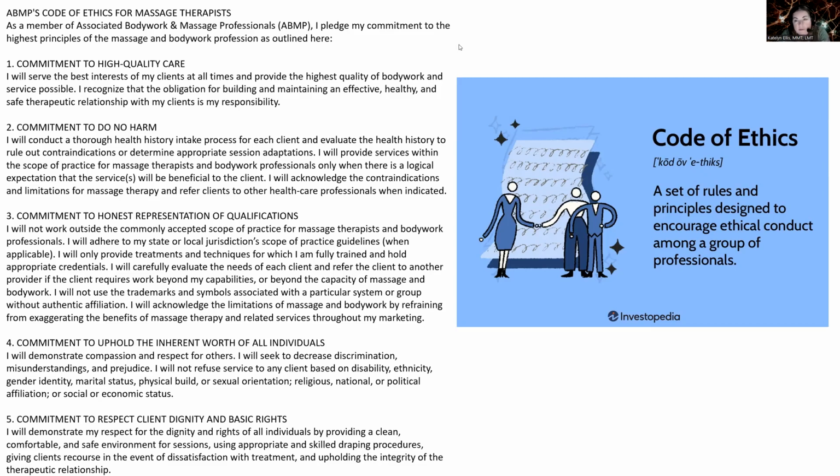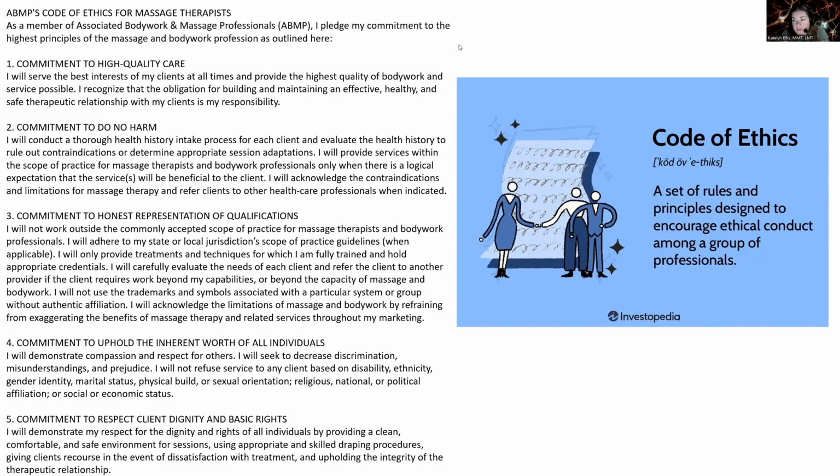But I'm not going to read everything word for word because I have a ton of information here and nobody wants to sit here for 45 minutes. So I'm going to try to make this somewhat short and to the point, although we do have a lot to cover. I apologize. Sorry, not sorry. This is something you absolutely need to have a clear understanding of going into the massage therapy profession.